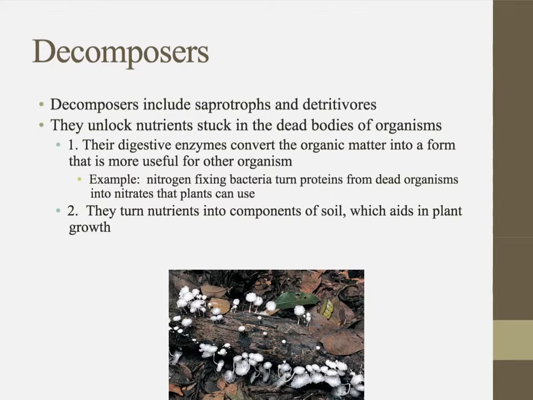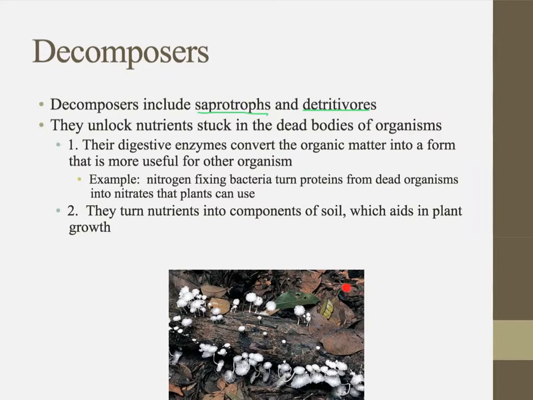One of the really important features of this nutrient cycling are what we call decomposers. So again, decomposers include the saprotrophs like fungi, mushrooms, some bacteria, and the detritivores like the earthworms, beetles, lots of other things. And they unlock nutrients that are otherwise stuck in the dead bodies of organisms. If it weren't for these guys, the earth would be just filled with stacks of dead bodies. And they do that in one of two ways. The first thing they do is pretty cool. Their digestive enzymes convert the organic matter into a form that's more useful for other organisms.